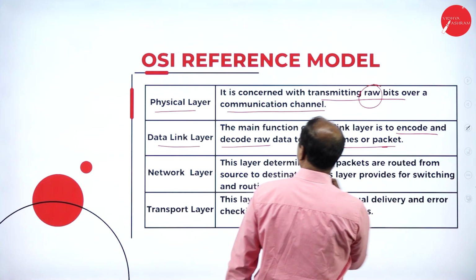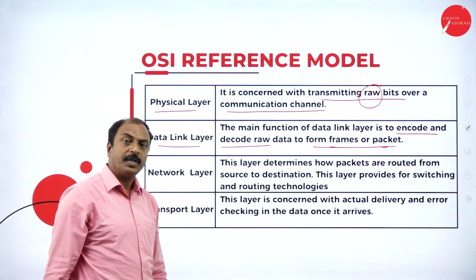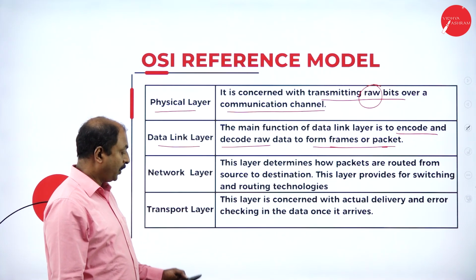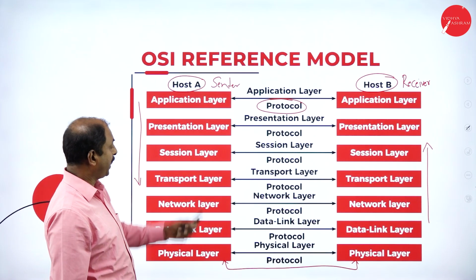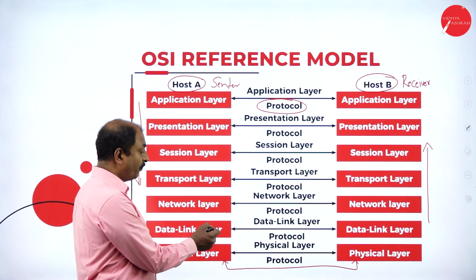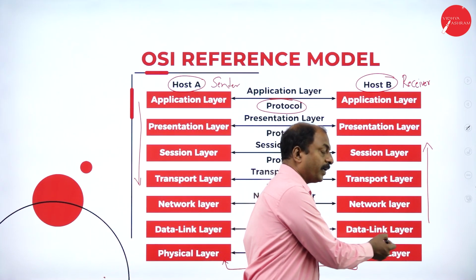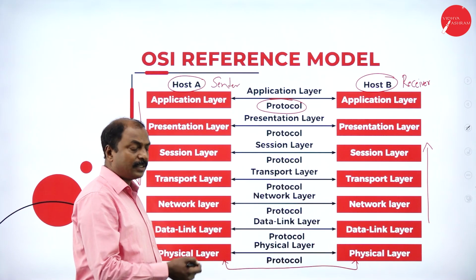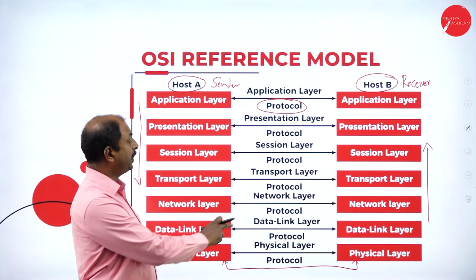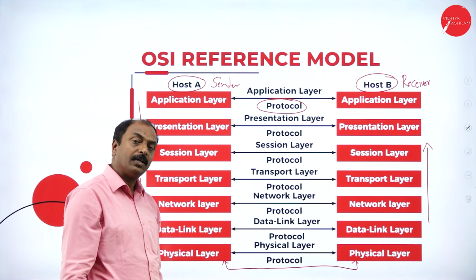One is encoding and decoding. So, what is encoding and decoding? At the host end, at host A, the sender end, the data has to be encoded, and at the receiver end, it will be decoded. That is the encoding and decoding function of the data link layer.